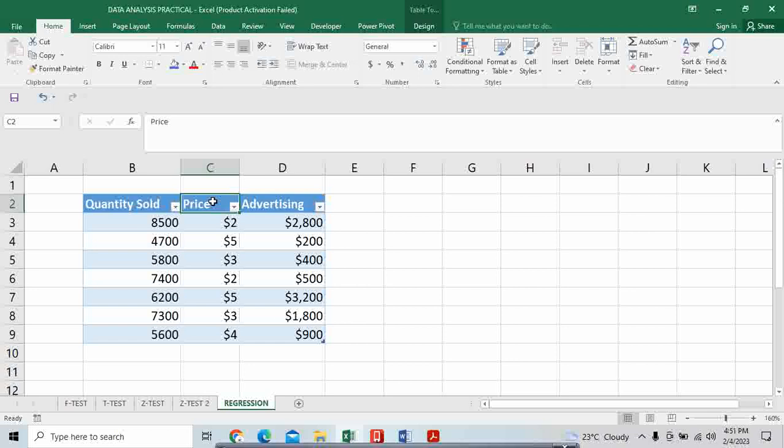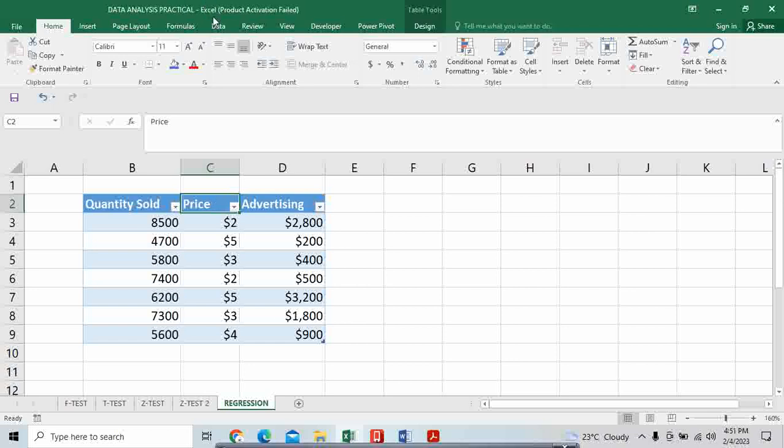Let's start now. So the big question here is: is there a relation between quantity sold and price as well as advertising? In other words, can we predict quantity sold if we know the price and advertising? The answer is yes. That's why we are called data analysts. So we want to analyze the sales, the quantities, as well as the money that we invested. And we are going to interpret that.